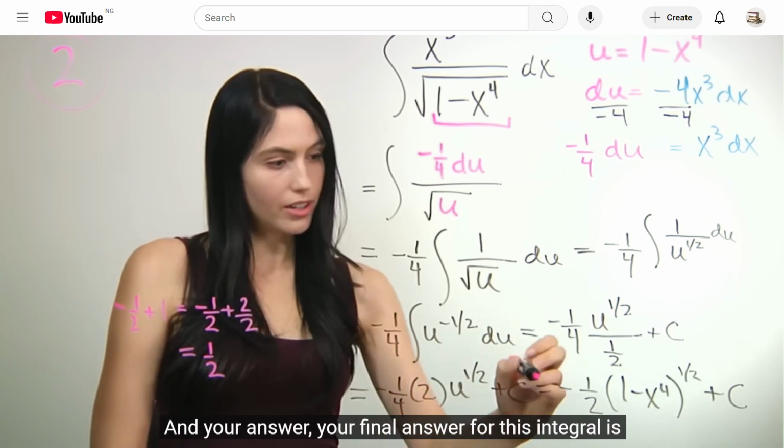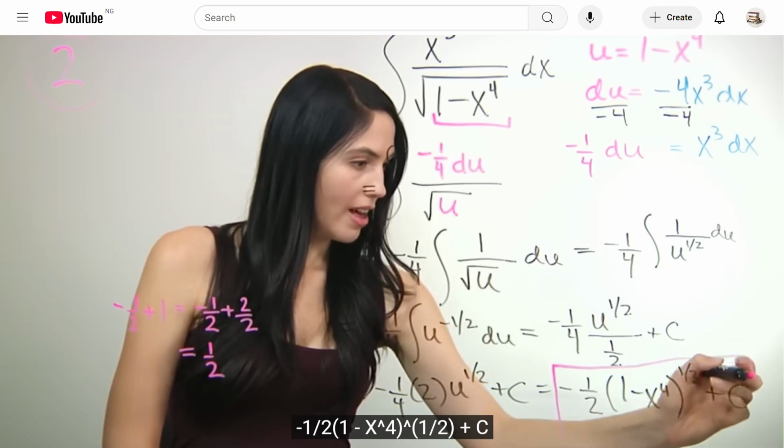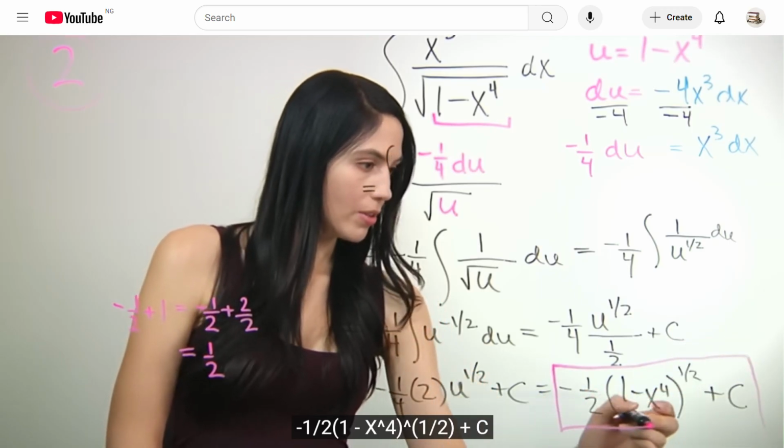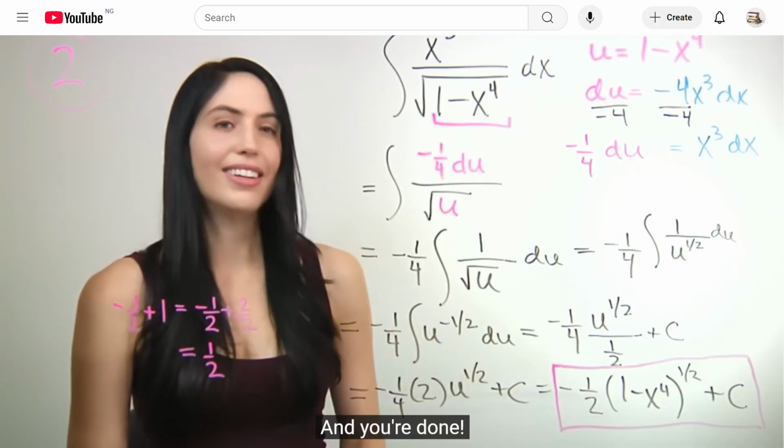And your final answer for this integral is negative 1/2 times 1 minus x to the 4th raised to the 1/2 power plus c. And you're done.